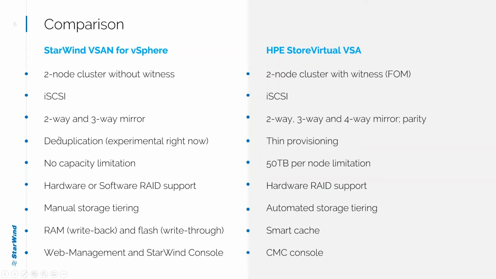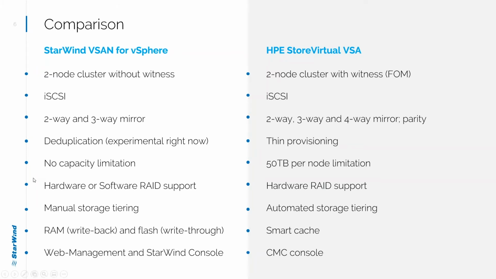We support deduplication in Hyper-V cluster. In vSphere environments, deduplication and thin provisioning may be enabled only as a non-production experimental feature right now. HPE StoreVirtual VSA supports thin provisioning and no deduplication. StarWind VSAN doesn't have any technical or license limit for maximum storage capacity per node. We have many customers with more than 50 terabytes in a 2-node cluster.